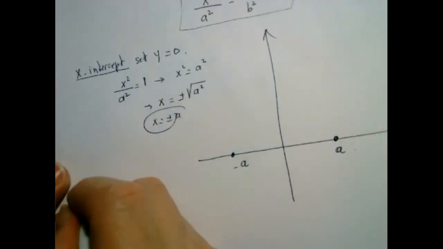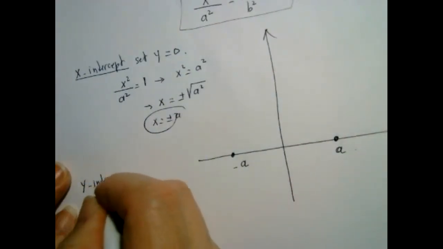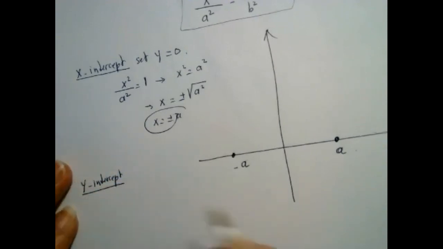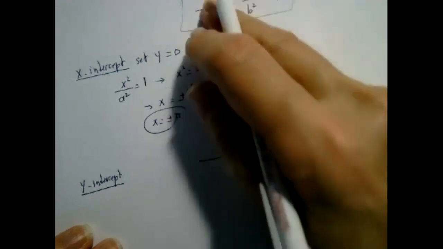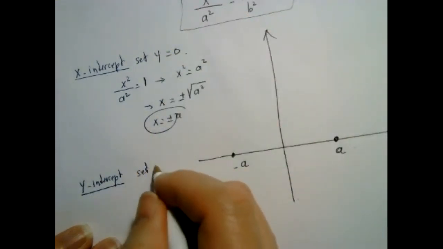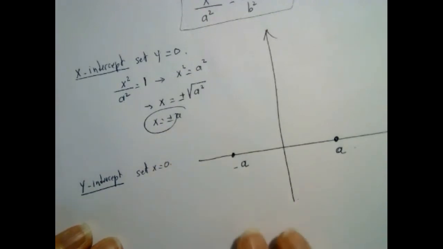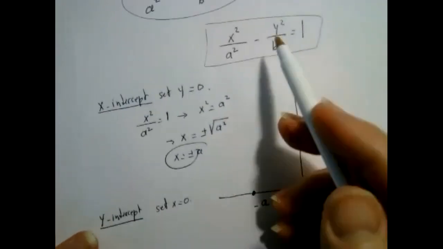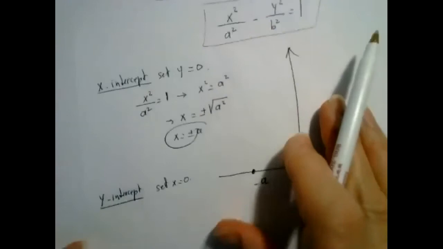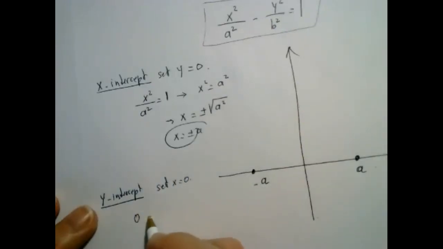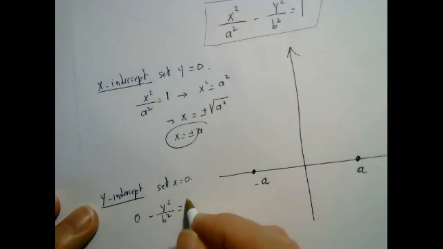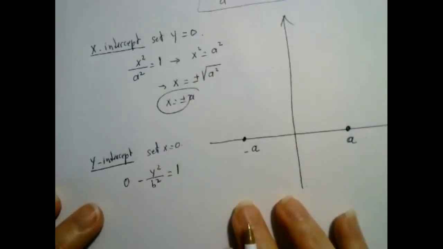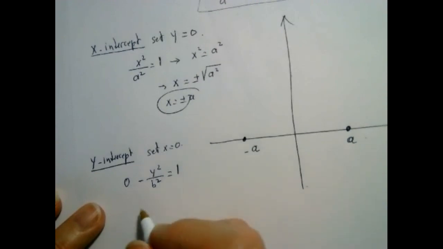Now the y-intercept. It means, when does the graph hit the y-axis? It hits the y-axis when x equals 0. But now if I set x equal to 0, what's the y that satisfies that? Then I will have 0 minus y squared over b squared equal to 1. So if I multiply by b squared, I will get minus y squared equal to b squared.